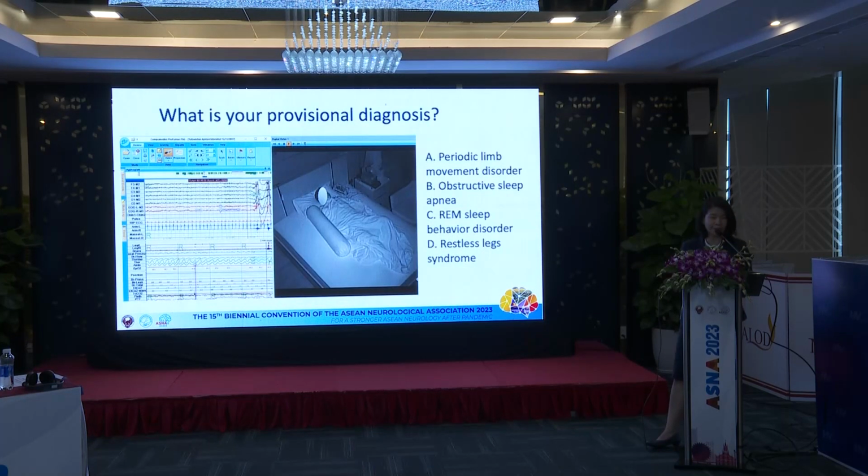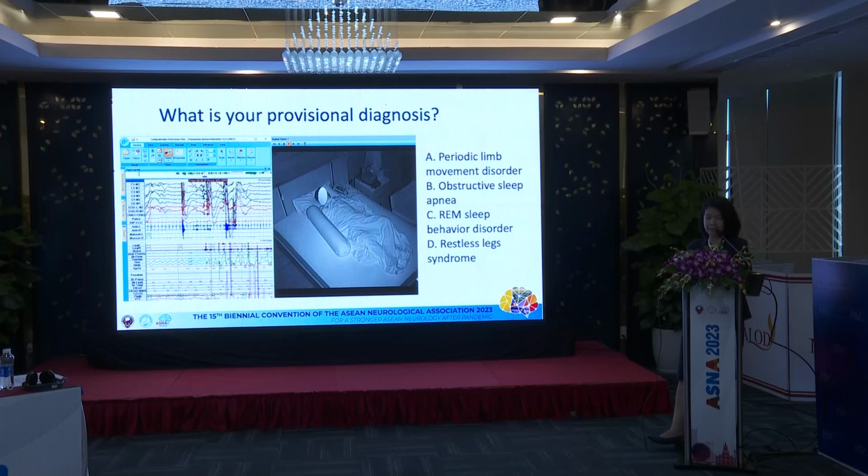Okay, so the third topic from this video: what is your provisional diagnosis? Who thinks A? Please raise your hand. Or B, or C, REM sleep behavior disorder, or D, restless legs. And so the answer from the front row is C. The answer is C, REM sleep behavior disorder.